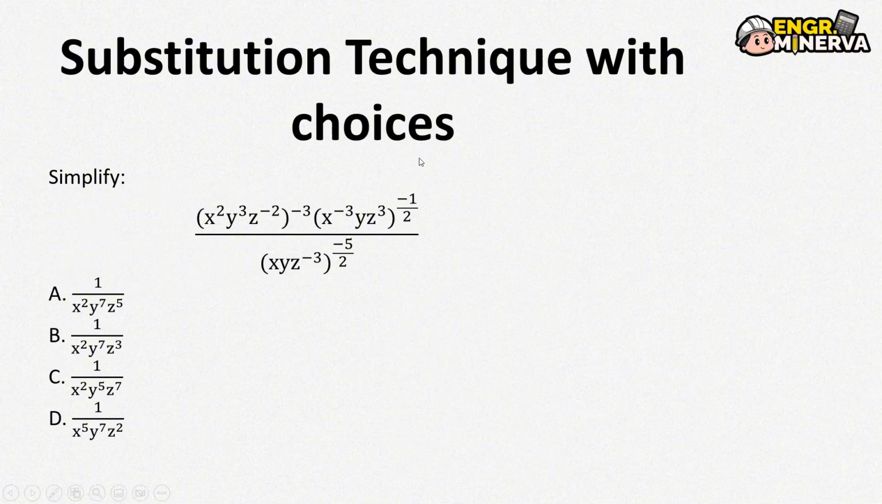Next, same function. We will use the calc function, but this time by substitution. So we have here, simplify. You have x squared, y cubed, z raised to negative 2, all over raised to negative 3. Then we have x raised to negative 3, y multiplied by z raised to 3, raised to negative 1 half, all over x, y, z raised to negative 3, raised to negative 5 halves.